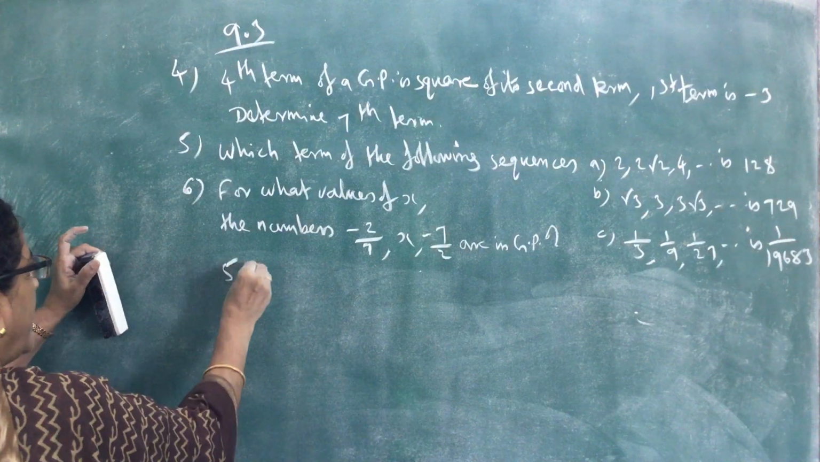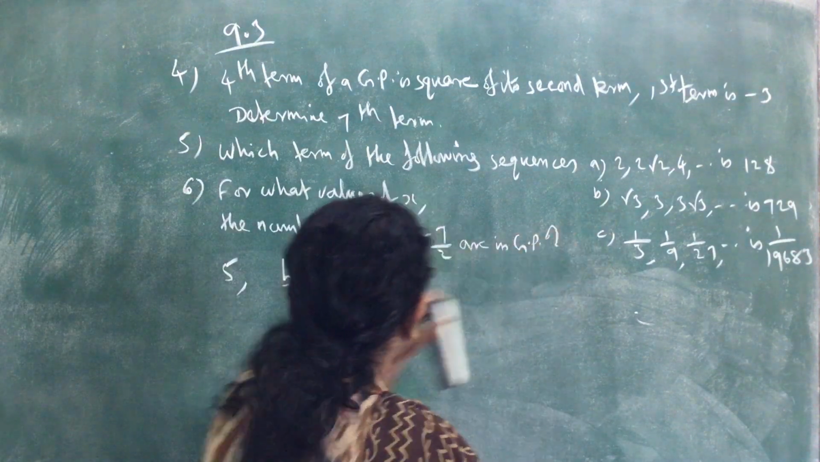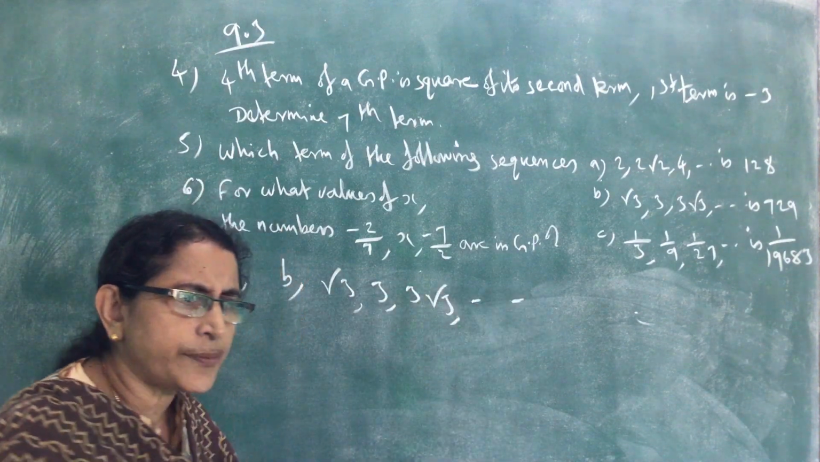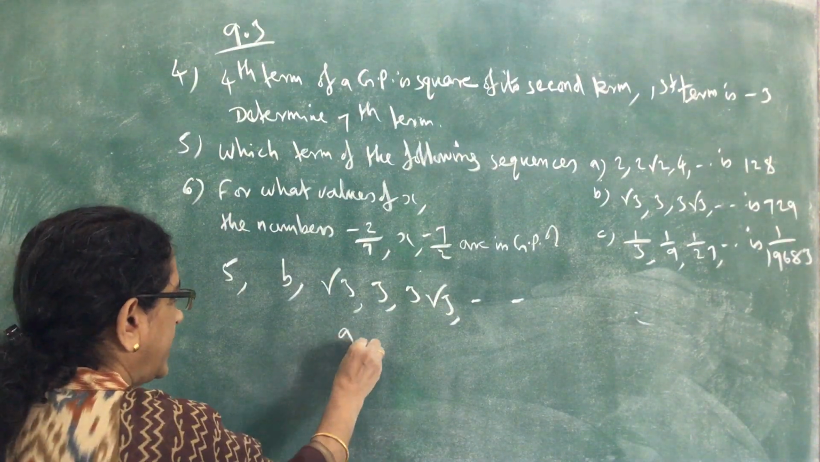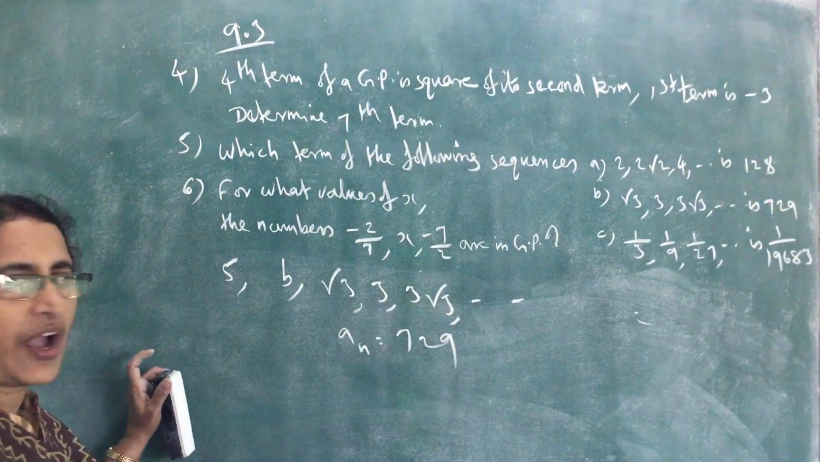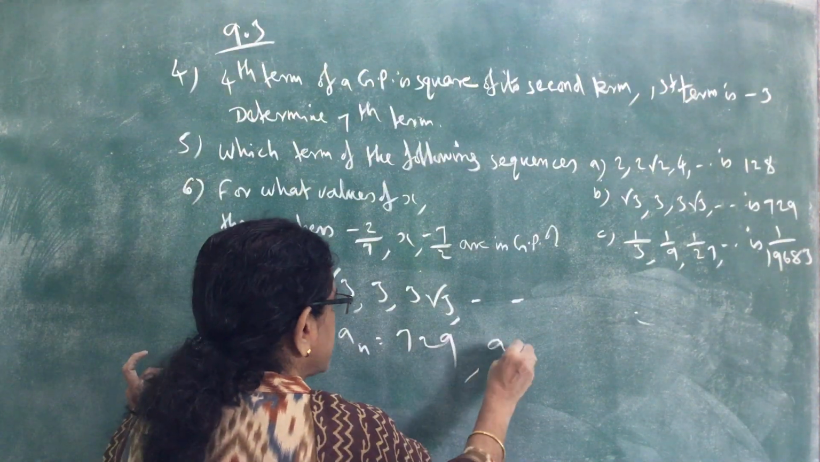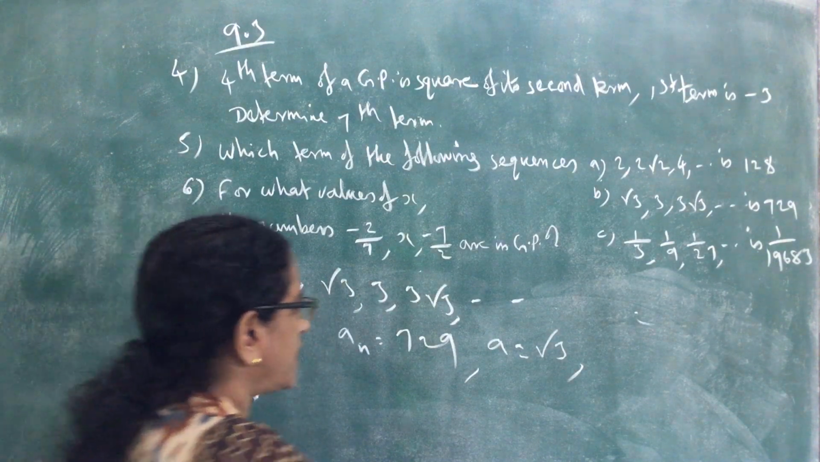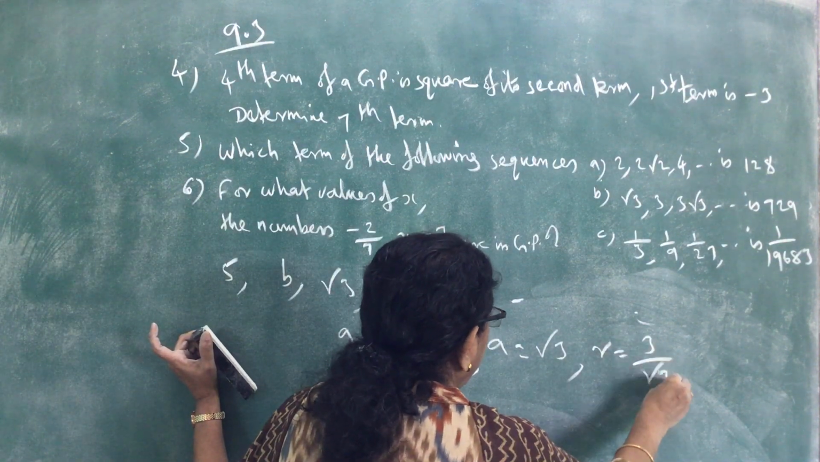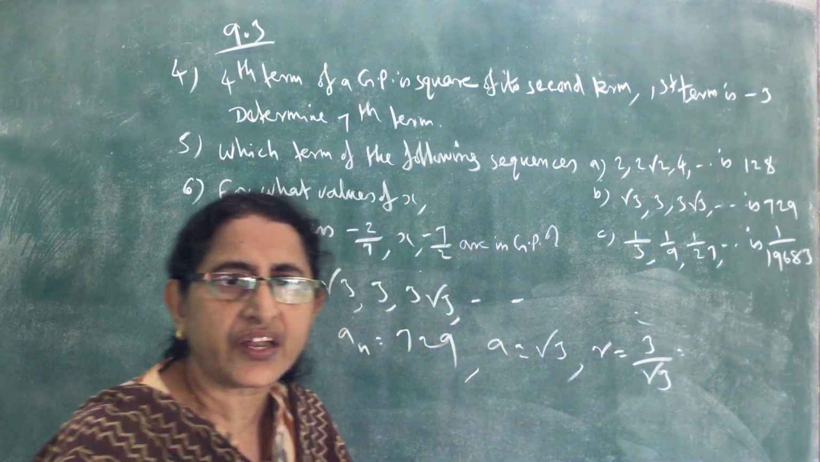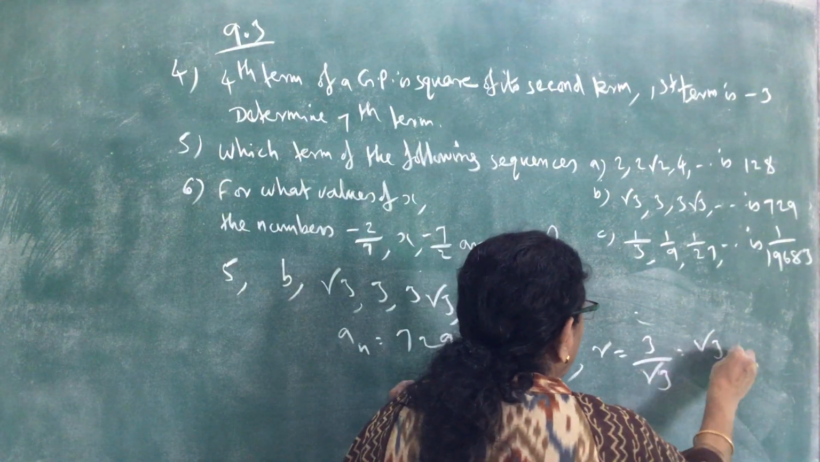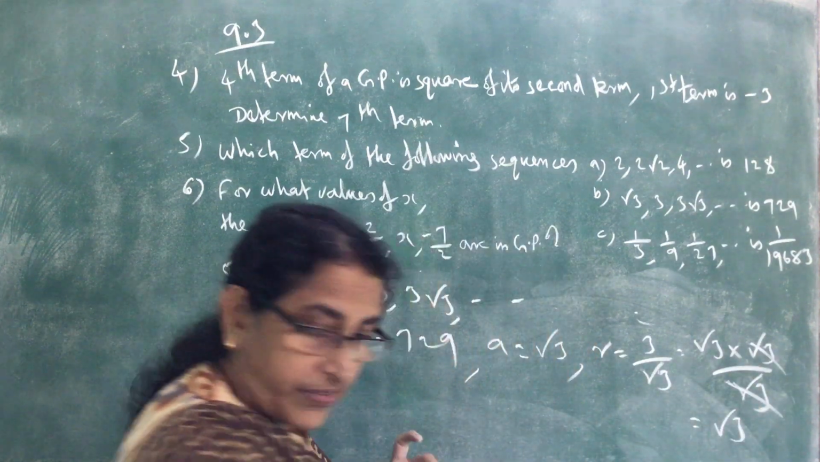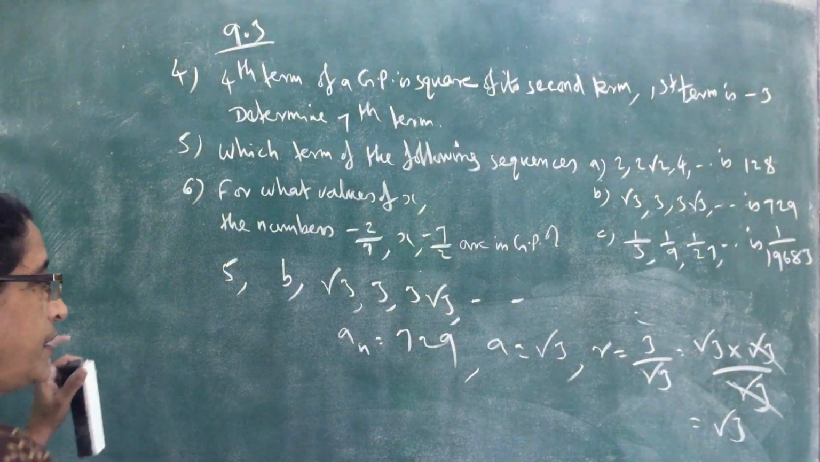Now B. Here root 3, 3, root 3, etc. Which term is 729? So what we have to write? An equal to 729. Now we have to find n. What is A, the first term? Here root 3. And common ratio R equal to 3 divided by root 3. That is, 3 is the same as root 3 into root 3. So root 3 into root 3 divided by root 3, cancel root 3, we get root 3. Now we can find the value of n.